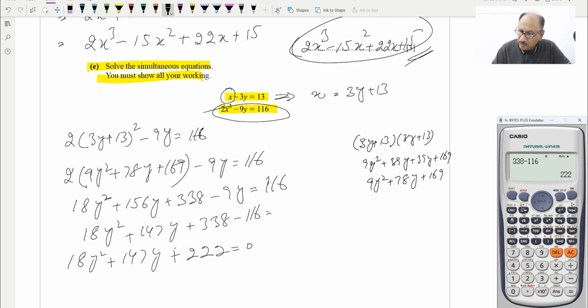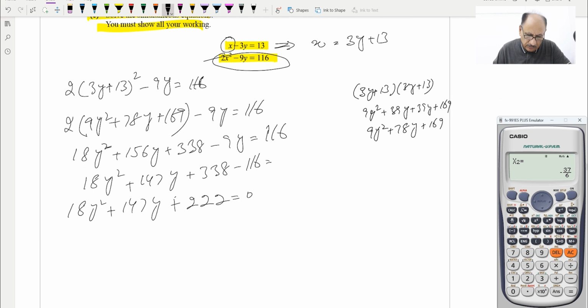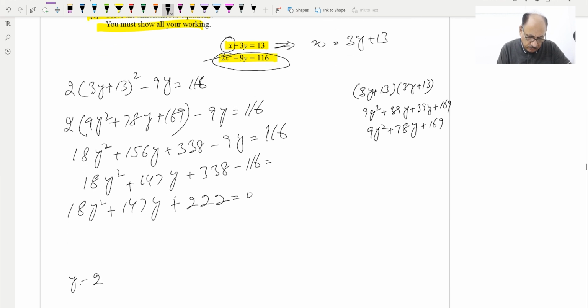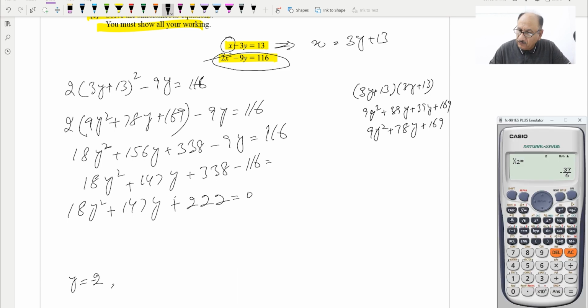So the y values we can find. By 3 we can check: the coefficient of y square will be 18, then 147, and then 222 is resulting to minus 2, and my one value is minus 2. So what we can do is, I will copy here minus 2. One value is minus 2, and the second value is minus 37 over 6.